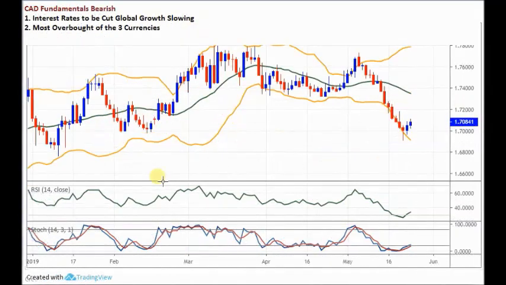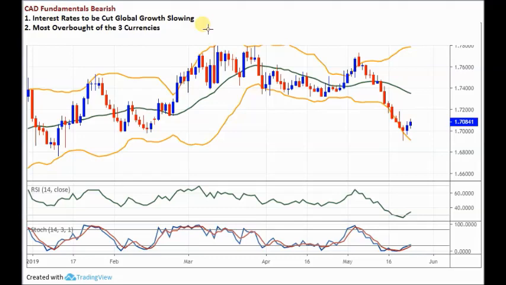Right, we're on the chart of GBP CAD, and in terms of this pair, I just really like the look of the setup, and we'll go through the technicals in a moment. But just first of all, for me, the CAD fundamentals are bearish. Interest rates are likely to be cut as global growth is clearly slowing. It's a commodity exporter. Fundamentals for me favour the GBP longer term.